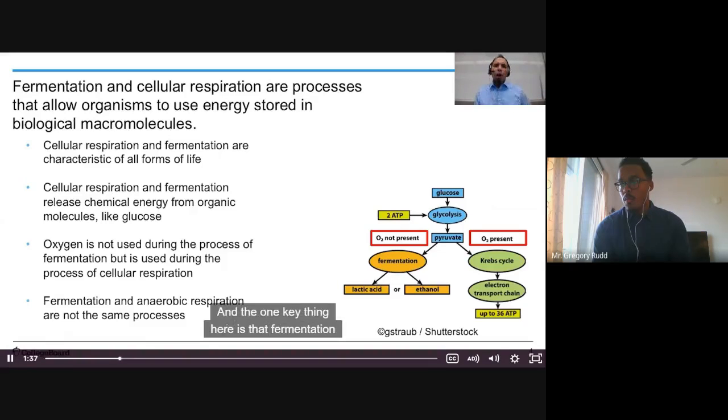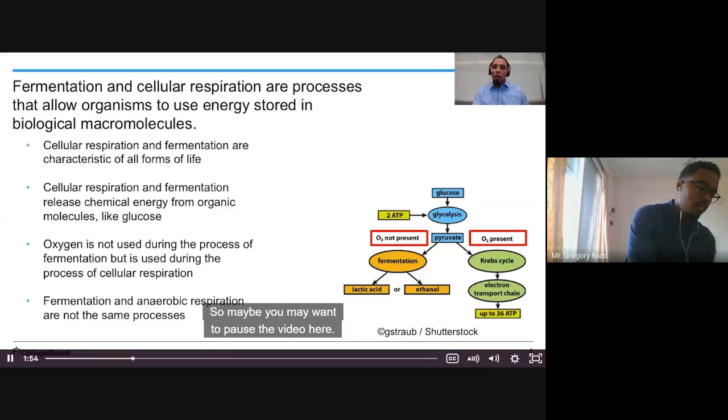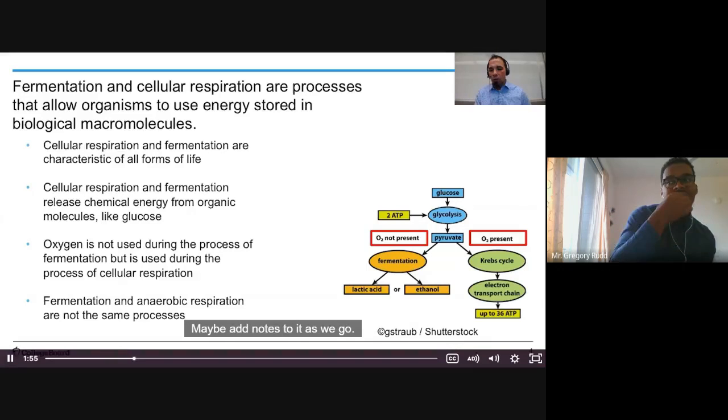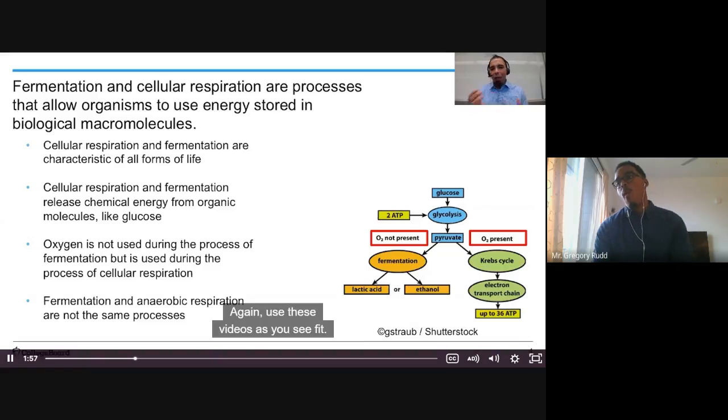And the one key thing here is that fermentation and anaerobic respiration are not the same process. Fermentation, the products are lactic acid or ethanol, whereas in anaerobic respiration, we still have pyruvate. So that's just kind of a key point I wanted to point out there. So again, what I tell my students is draw the pictures. So maybe you may want to pause the video here, draw this picture, maybe add notes to it as we go. Again, use these videos as you see fit.